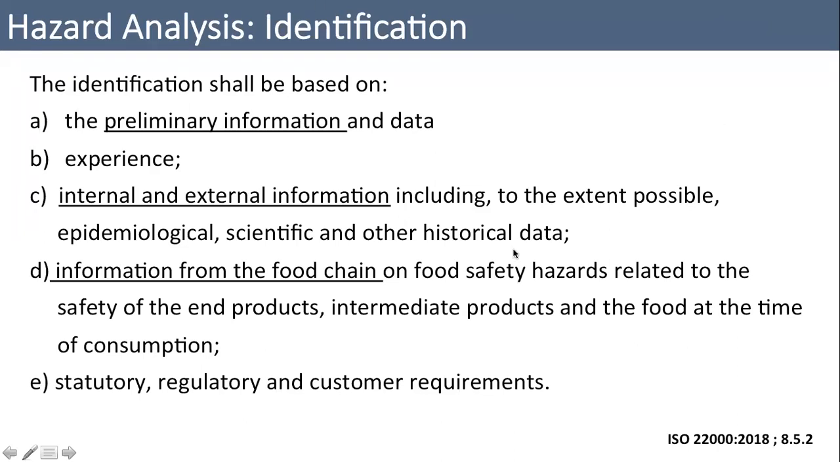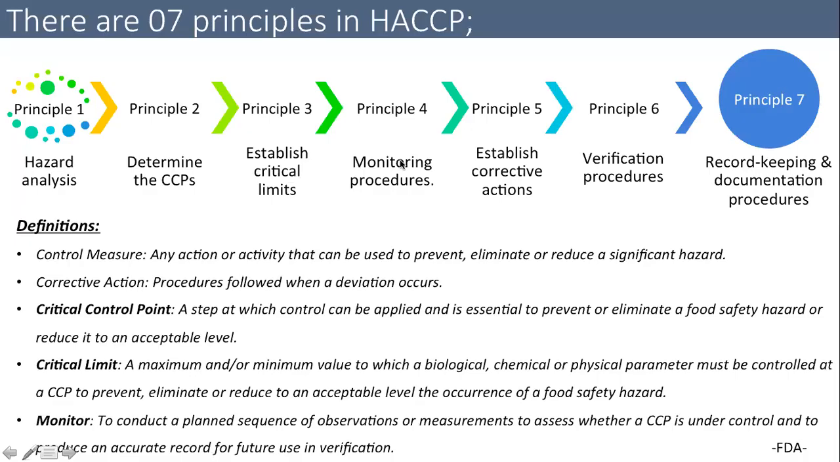Here also we use some preliminary evaluation, and by our experience we know something, and internal and external information, and from the food chain, we are going to take some examples and ideas. And statutory, regulatory and customer requirements are also there. By considering all these things, I will explain with some examples how to do these things. So after that you can read the slide again, so it's very easy to understand.